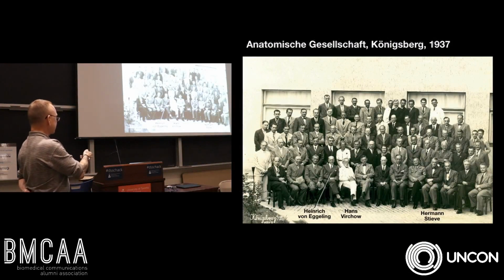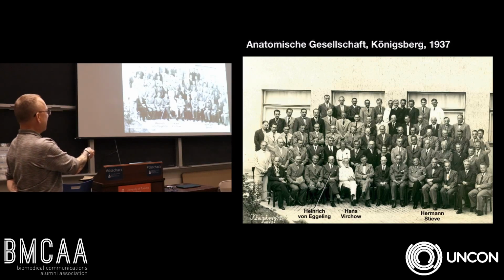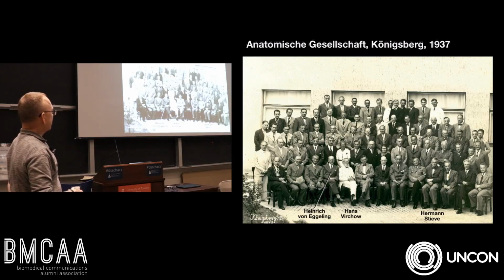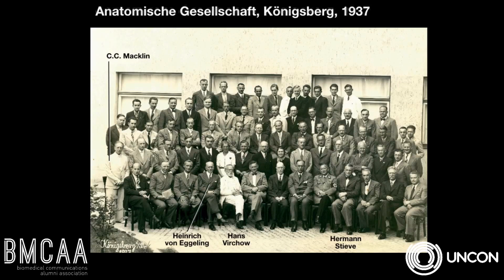So this is the secretary, von Eggeling, the guy who's making all the great notes. Hans Virchow, an anatomist, the son of Rudolf Virchow. Hermann Stieve is an important anatomist from Berlin. This is a Nazi official. And there's our friend Macklin. There he is in the same white suit we saw him in the previous photograph.